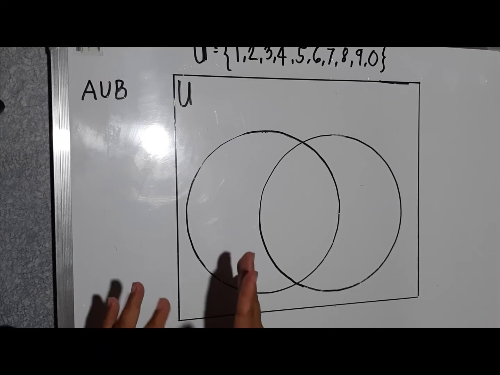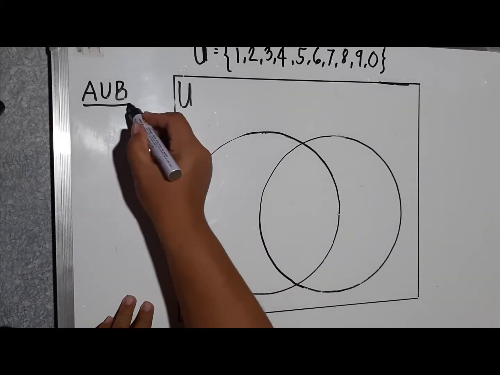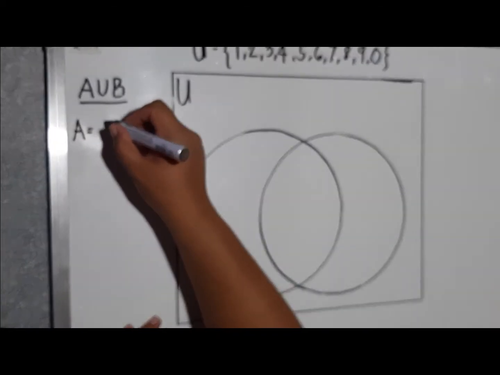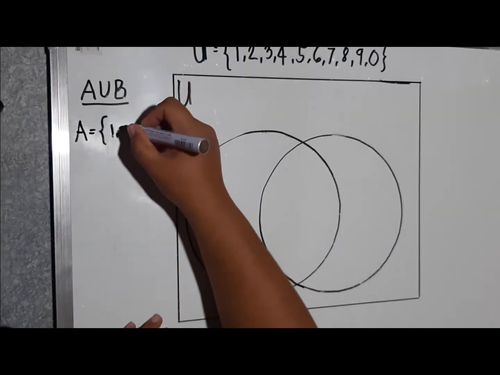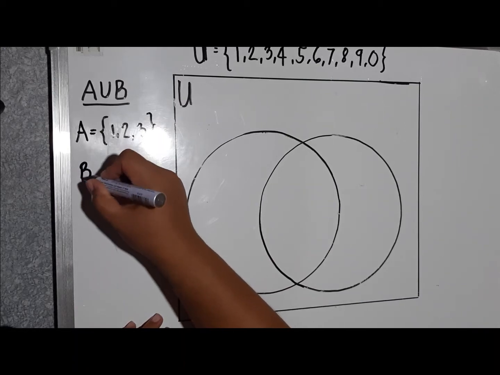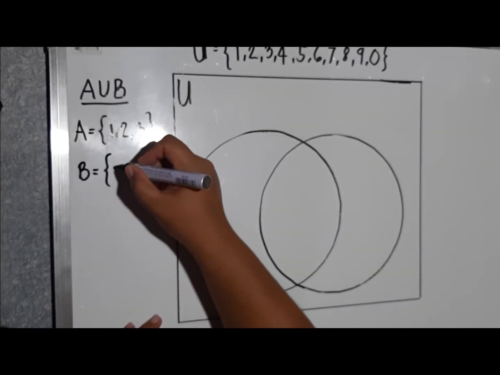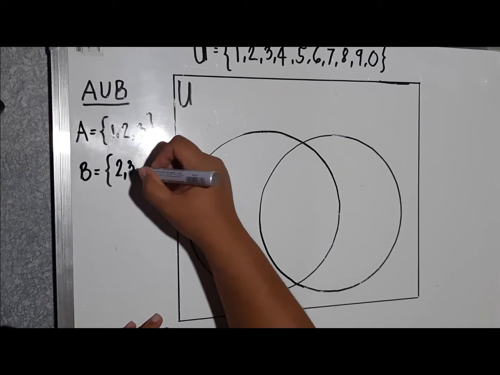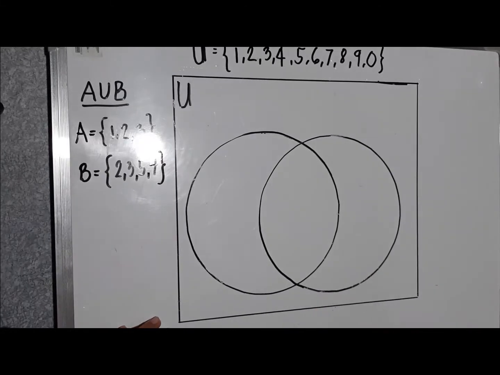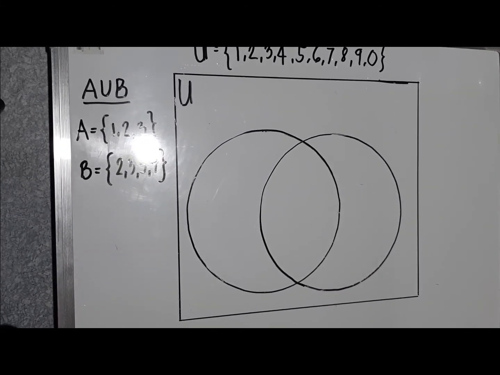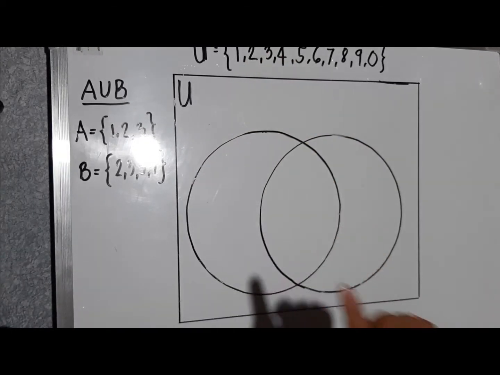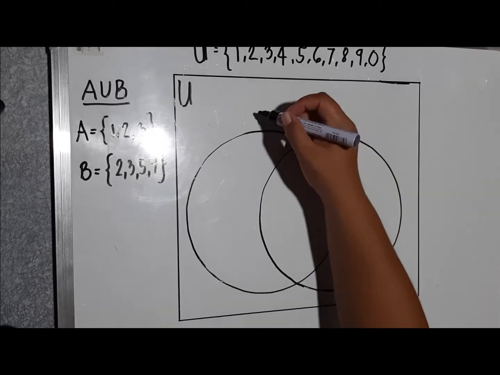Now, ang ato ang gisog ko kanina is A union B. So, ang ato nga A, going back sa ato ang given kanina is 1, 2, and 3. Ang iya nga elements. Sa B, on the other hand, it's 2, 3, 5, and 7. Now, naman tayo duha ka set or subsets sa ato universal. So, duha ka circle. So, we'll label our circle.